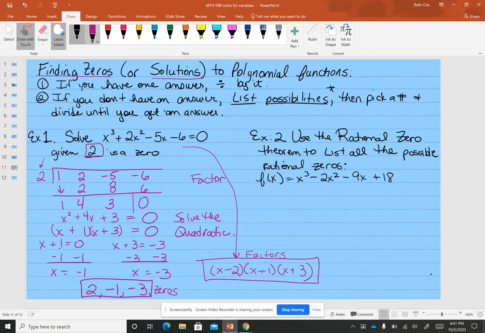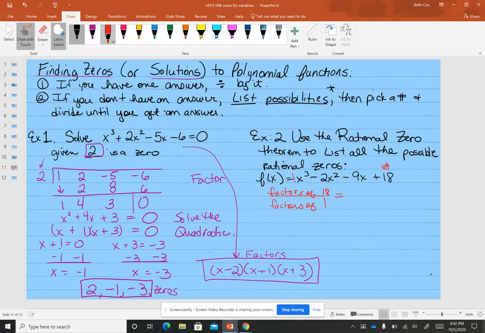All right. So now let's look at example 2. This one, we don't have the first answer to go with. We've got to go look for the first answer. We don't know. We have a polynomial. And so there's a thing called the rational zero theorem that says if you take the factors of 18, which is the last number, over the factors of the first number, and I do the positive and negative of each one of these and make these little fractions, these are possible answers. They're not answers, they're possible answers.